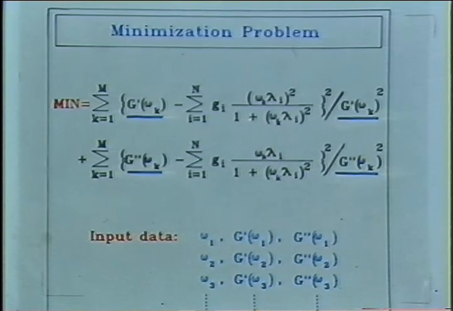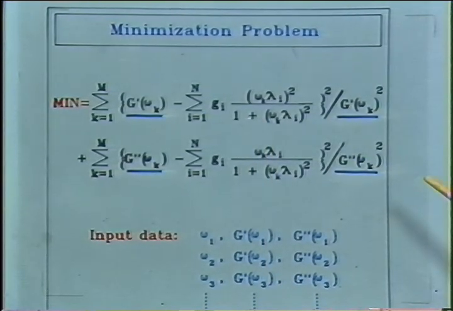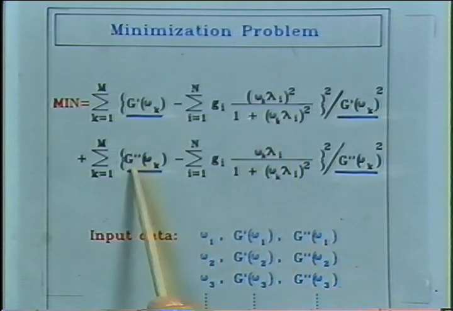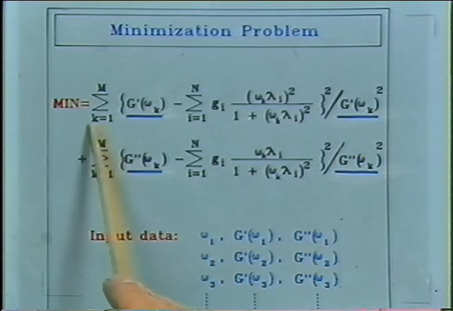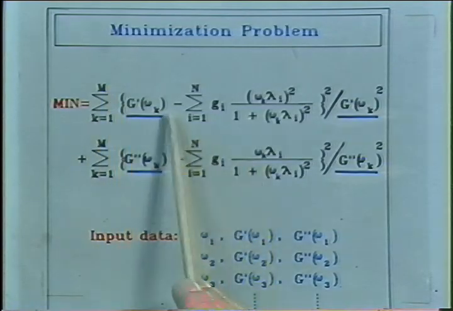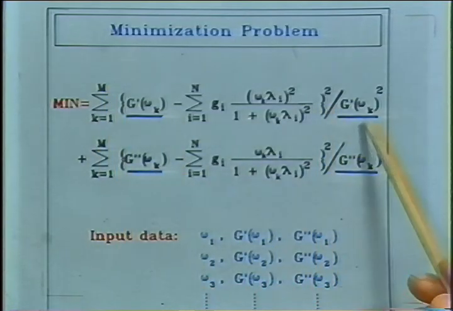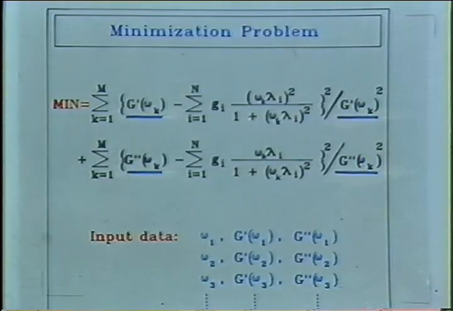So we are doing this for G prime and for G double prime, and summing up the deviations for all the m data points. And of course, we take the square deviation normalized with G prime and G double prime. So that's the problem to minimize.